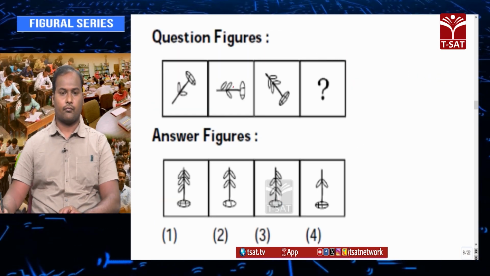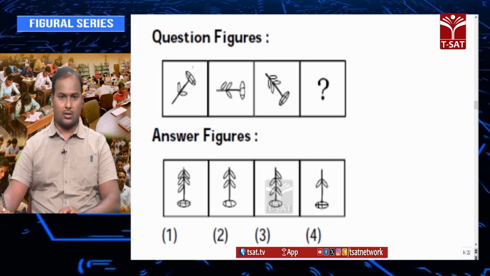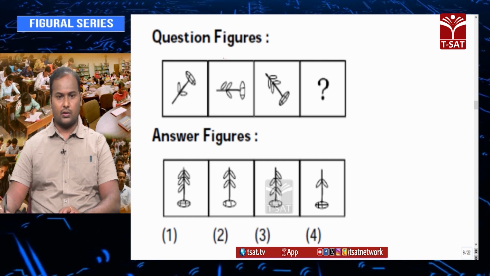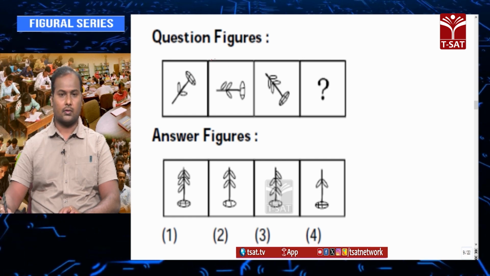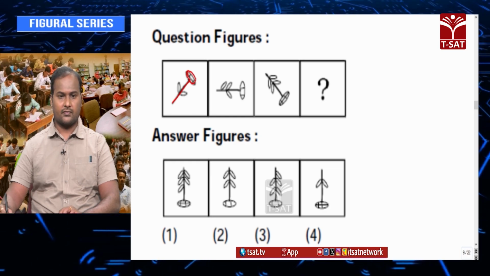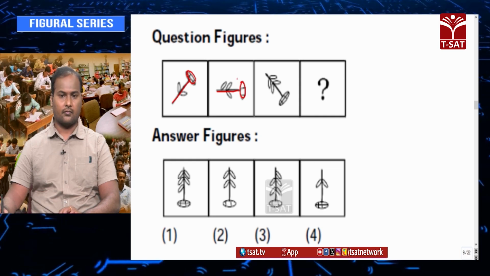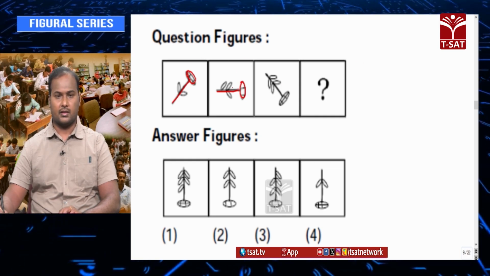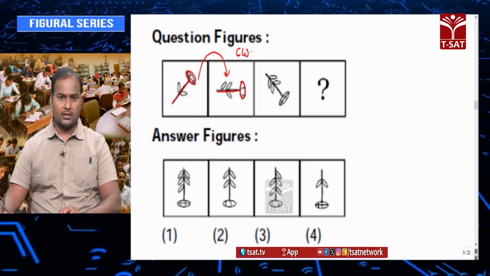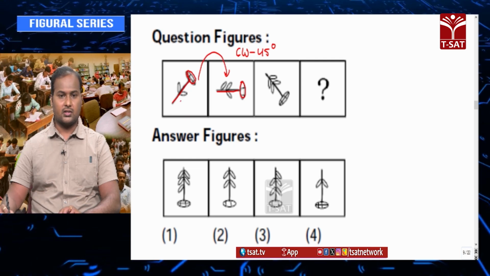Look at this question. Observe the changes. Here there is one circle, a line and two leaves. From one position to the next position, there are two changes. What are they? One is the rotation of this particular figure. How is this figure rotating? This figure is rotating clockwise 45 degrees. So this figure from here to here is rotating clockwise by how many degrees? 45 degrees.